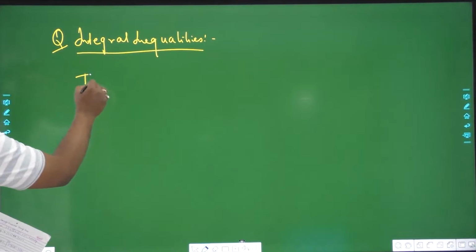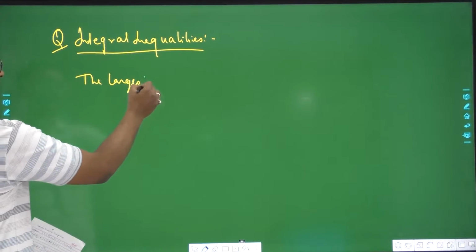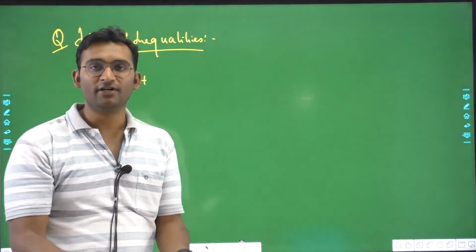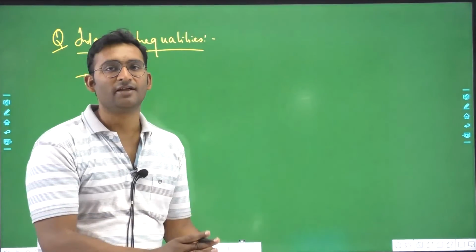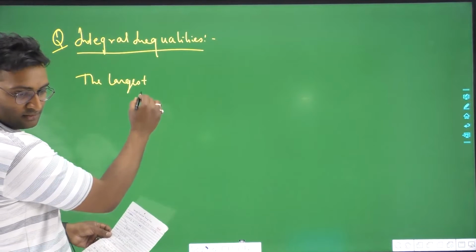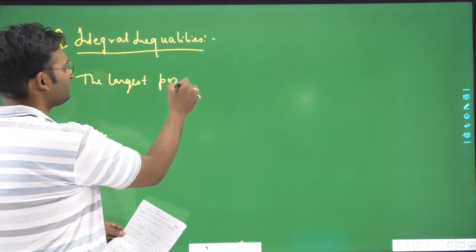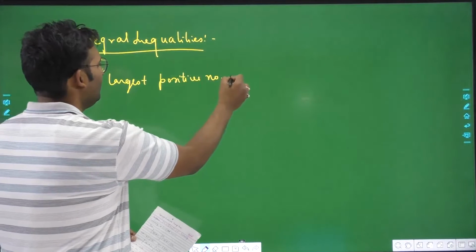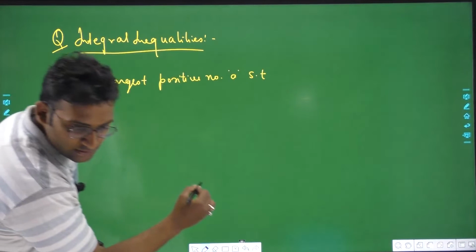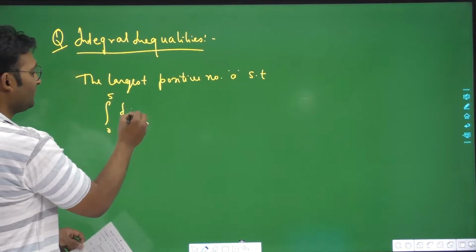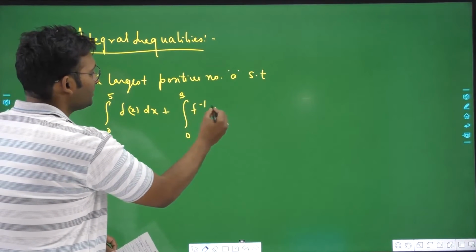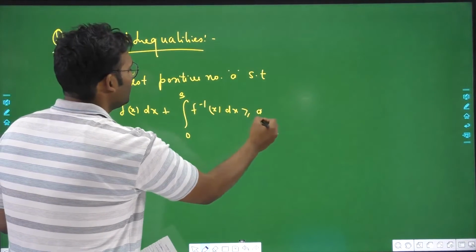The question asked is about the largest positive number. Straight away I am writing the inequality, I am not deriving it. If you need the derivation for this particular problem, I can derive it. You can write in the comment section that please derive it, so I'll derive it, no issues. So the largest positive number a such that the integral from 0 to 5 of f(x) dx plus the integral from 0 to 3 of f inverse(x) dx is greater than or equal to a, then what is the value of a?